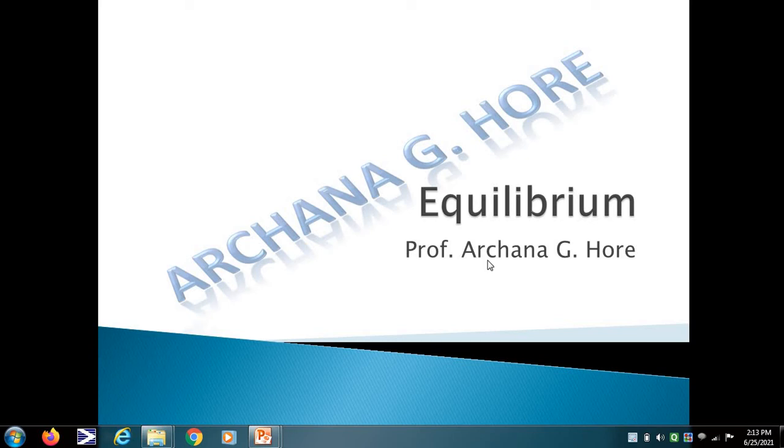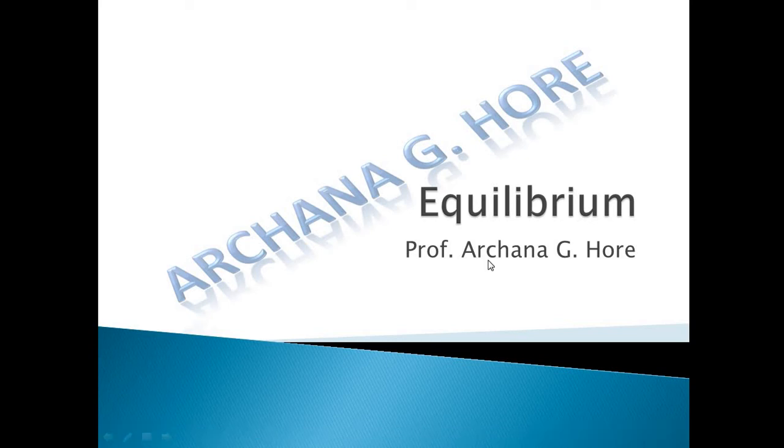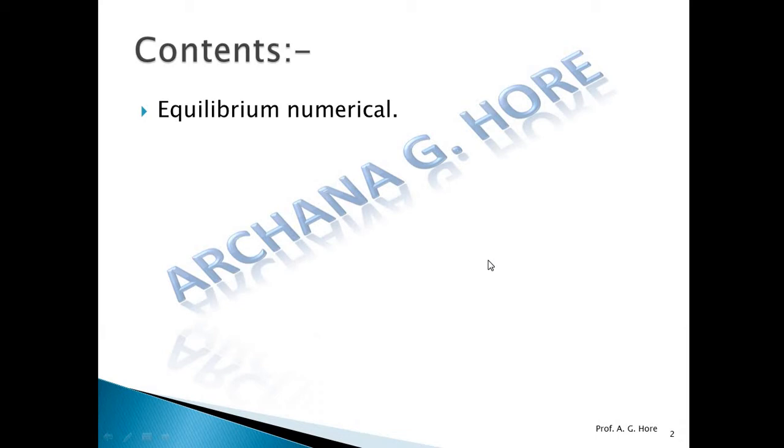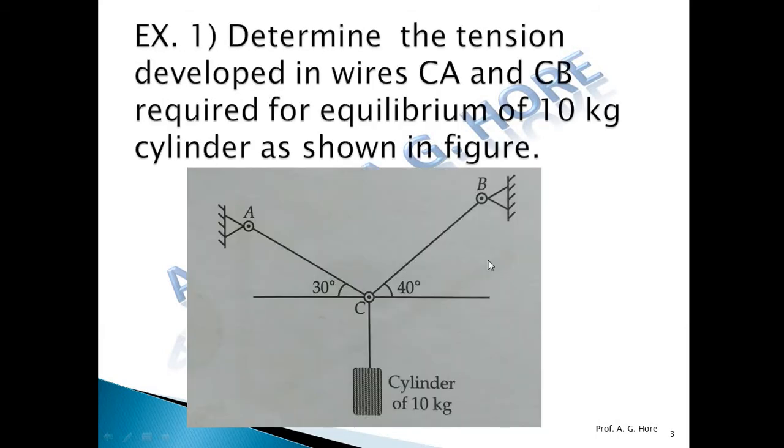Hello everyone. Today we discuss the equilibrium numericals. The first numerical is: determine the tension developed in the wires CA and CB required for equilibrium of the 10 kg cylinder as shown in the figure.